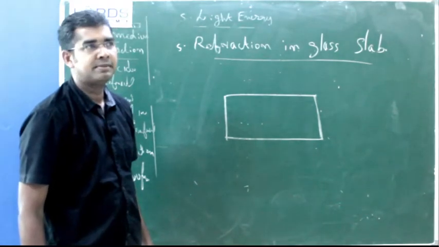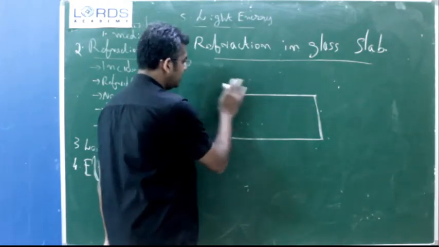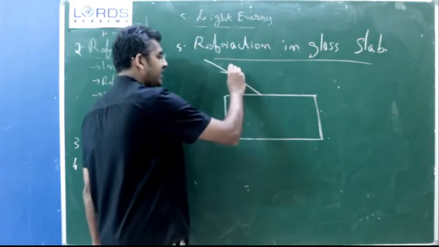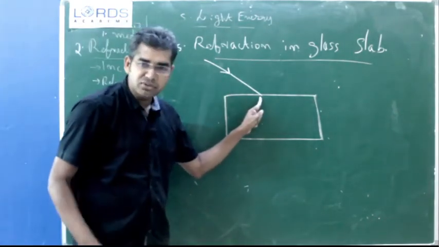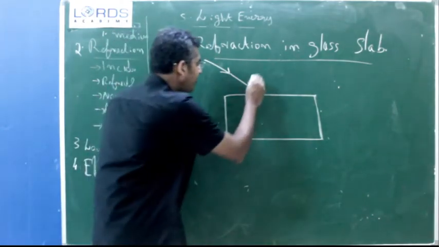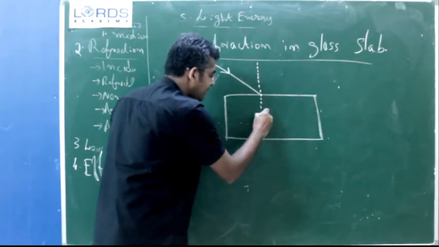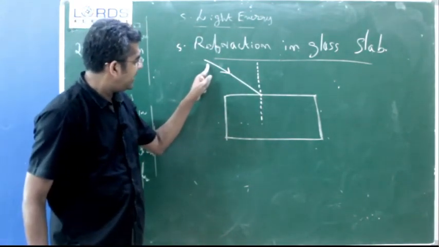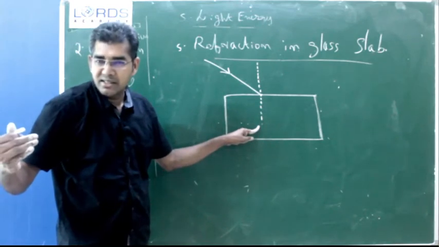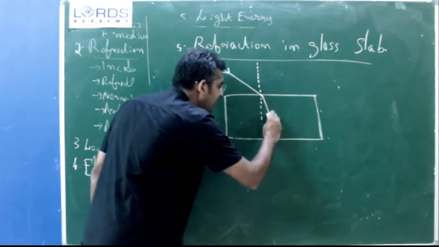Can I move up? Yes. Okay. So we have an incident ray. Incident ray falls on the surface of glass slab. So this is the point of incidence. We can draw a normal here. So it is from a rarer medium to denser medium. So to what direction will it bend? Close to the normal. Yes, it will bend close to the normal.